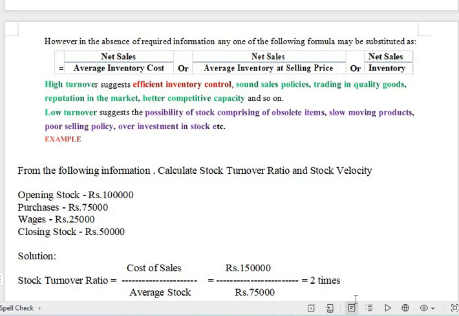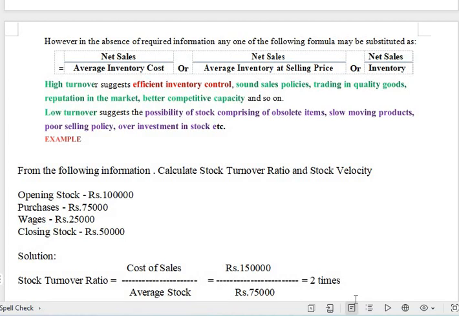To compute stock velocity, the formula is: since "how long" always speaks about the period, days or months in a year divided by stock turnover ratio. If it's days, we use 365 days in a year. If it's months, we use 12 months in a year, divided by stock turnover ratio. In this example, they asked to calculate the stock turnover ratio and stock velocity.